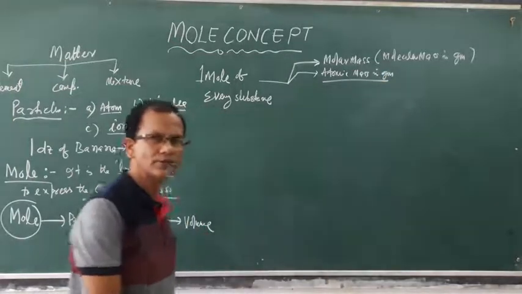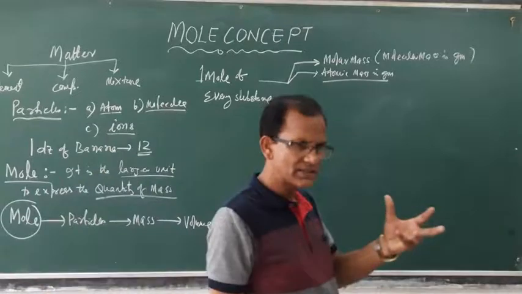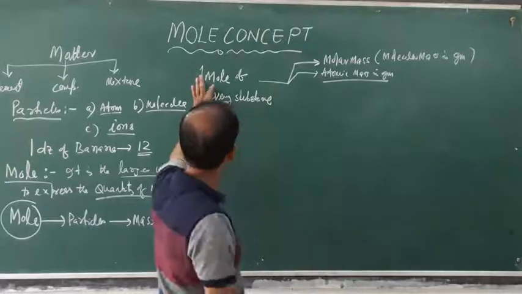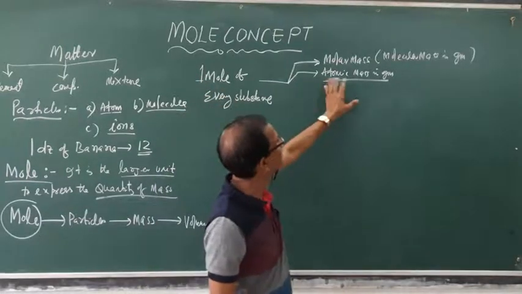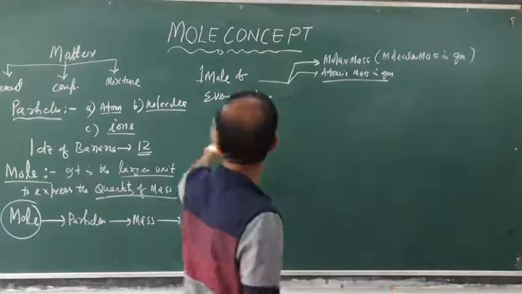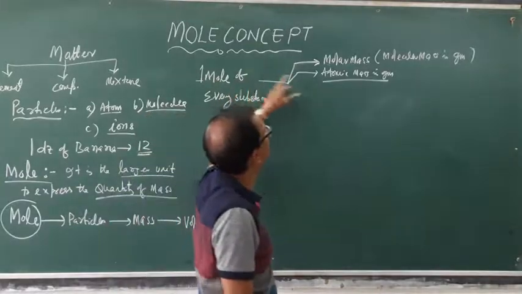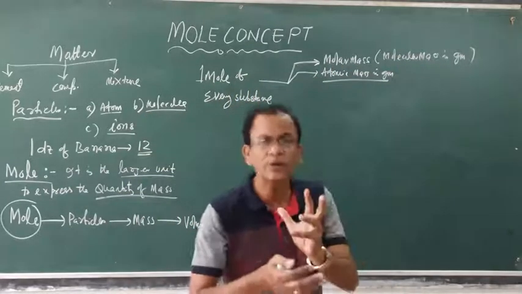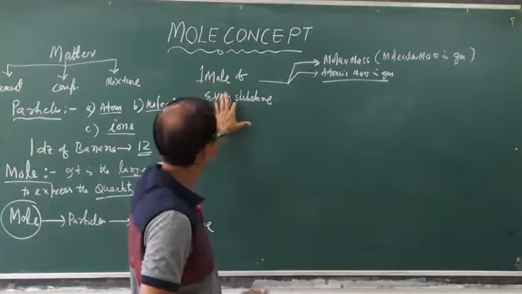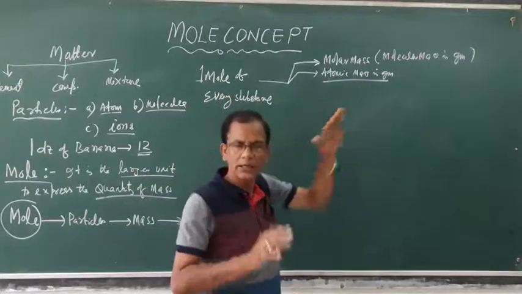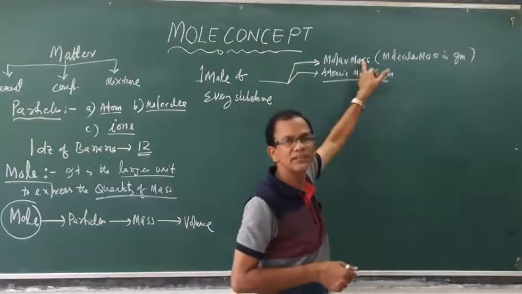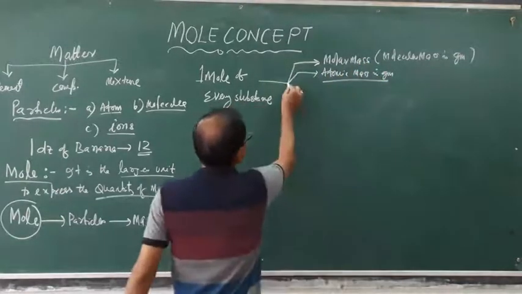Suppose you have taken the substance in atomic form. If the substance contains atoms, then 1 mole of that substance is equal to atomic mass in gram. If you have taken a substance in molecular form, then 1 mole of that substance is equal to molecular mass in gram. It depends upon composition. If the matter is made of atoms, then 1 mole of substance is equal to atomic mass. If the substance is made of molecules, then 1 mole of substance is equal to molecular mass, that is molar mass.